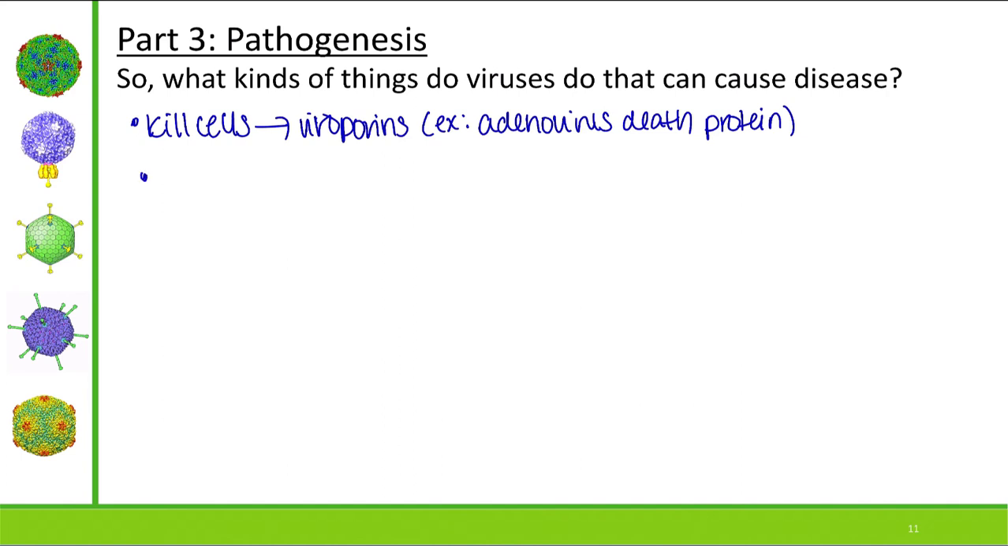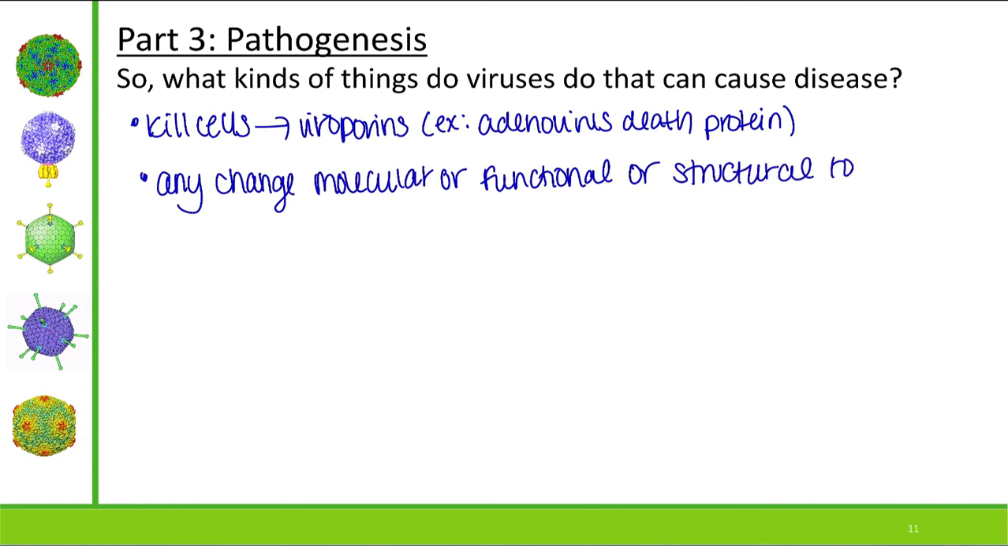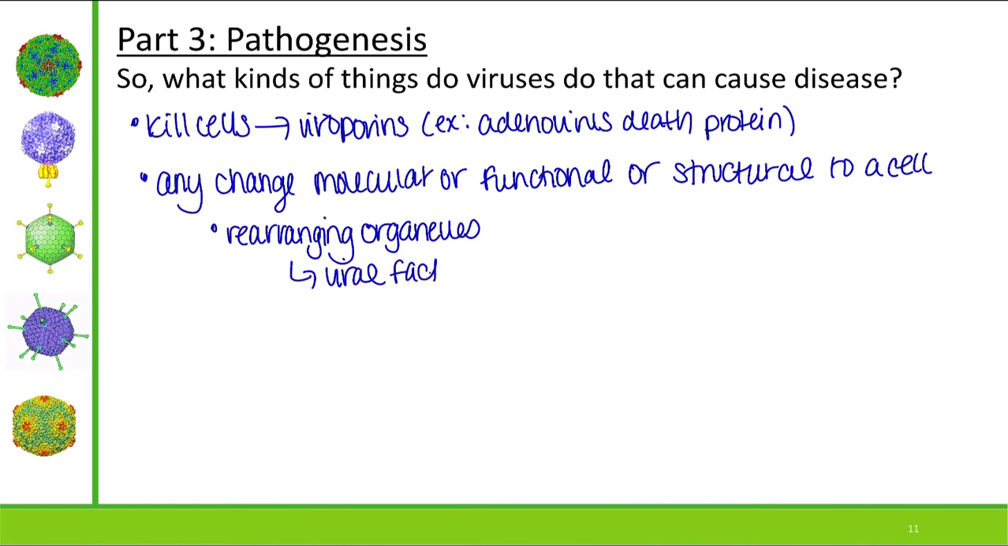And we can pretty much think of any change that is molecular or functional or structural to a cell, and then, of course, eventually the tissue is considered causing disease. Examples of that are rearranging our organelles. We saw in the infected cell that many viruses completely remake what the Golgi and the ER look like. They make those viral factories. Those are part of how the virus reproduces, but that is causing damage to the host.